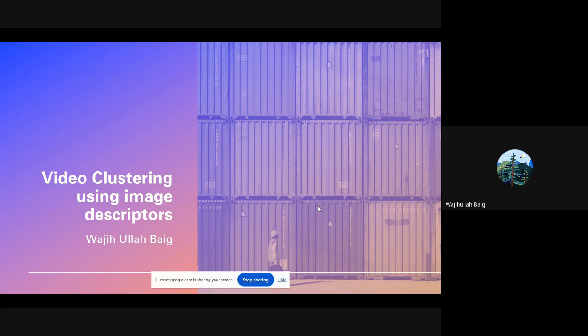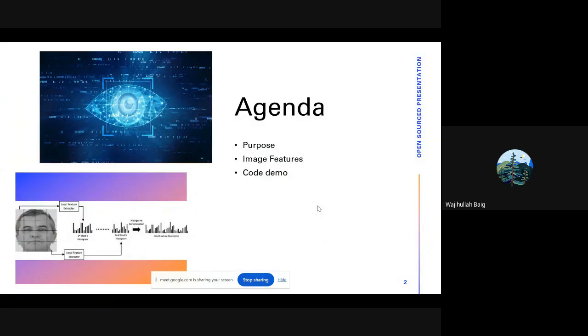So let's begin, guys. This is video clustering using image descriptors. The basic premise is how we can use features to do some video clustering. What we're going to do is push forward processing a video, where we would like to basically divide the video into different segments.